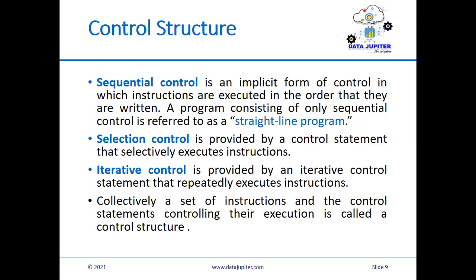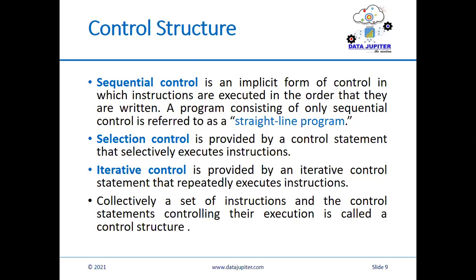Sequential control is an implicit form of control in which instructions are executed in the order that they are written. A program consisting of only sequential control is referred to as a straight line program. Selection control is provided by control statements that selectively execute instructions. Iterative control is provided by iterative control statements that repeatedly execute instructions. So selection means selectively, iterative means repeatedly, sequential means straight line, one by one.